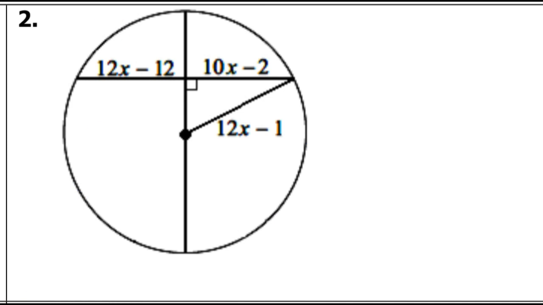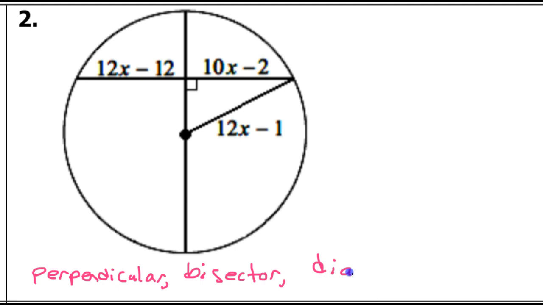For problem number 2, keep in mind a theorem that we learned that related the words perpendicular, bisector, and diameter. And what we learned was, if we are given 2 out of 3 of these, if we're given any 2 of these, we can conclude the third. We can assume the third.